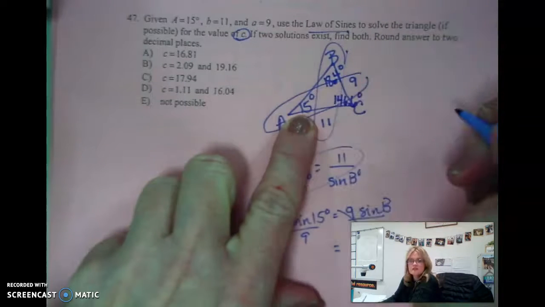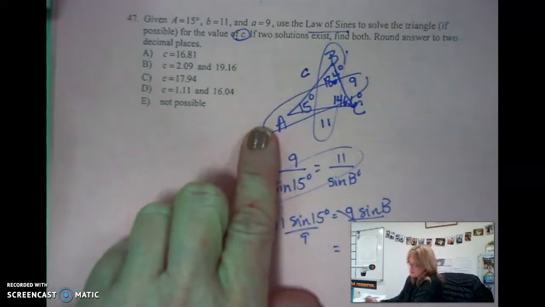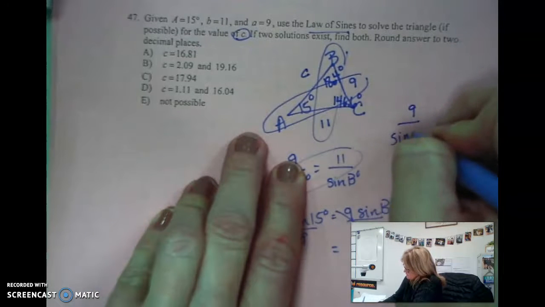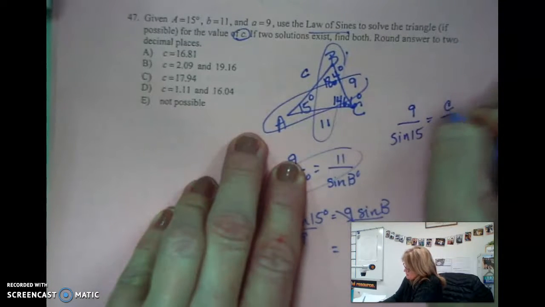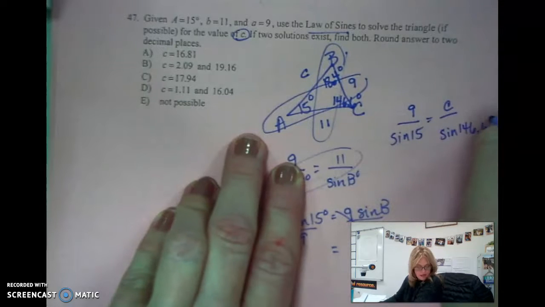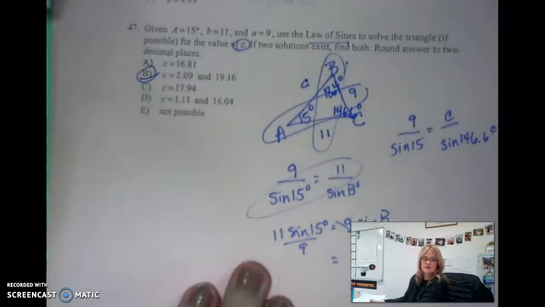146.6 degrees. And now, I can find side C. So now I have to do the law of sines again. 9 is to the sine of 15, as C is to the sine of 146.6. And when you do that, you get B for one of your answers.